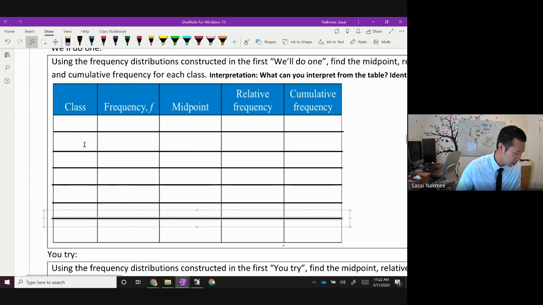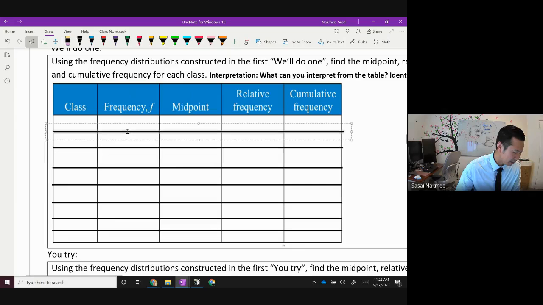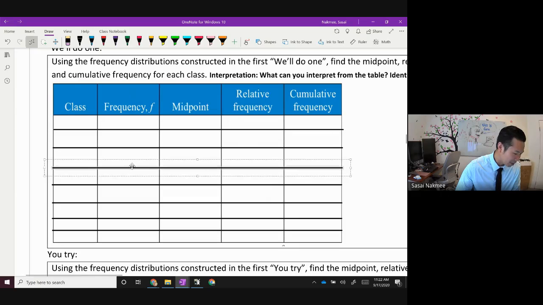Okay, so 1, 2, 3, 4, 5, 6, 7. I need one more, and we'll do that right there. I'm sorry that this doesn't look pretty, but why did I make this so small?